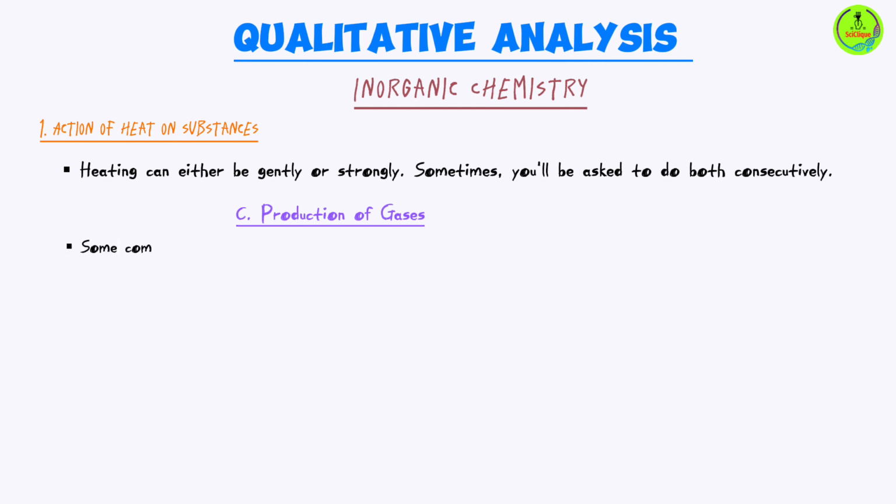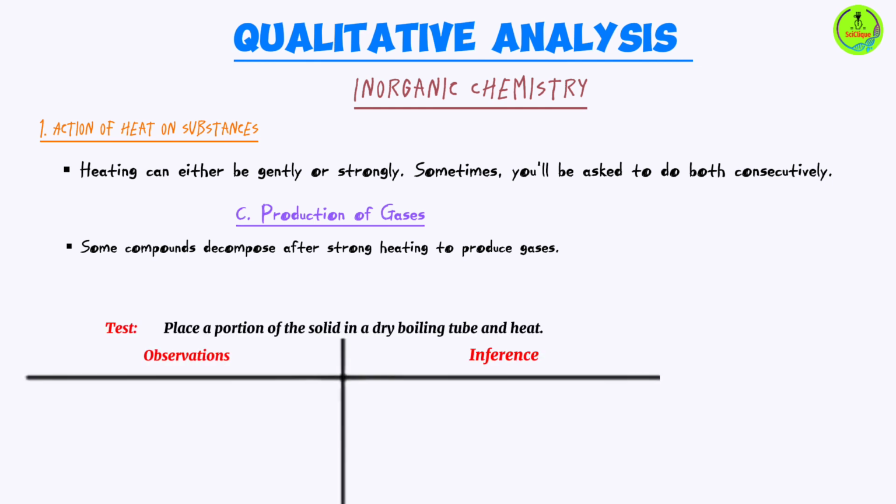Moving on to the third type of observation that has to do with the gases produced. You find that sometimes when you heat substances strongly, they decompose, leading to the production of a gas. So what are you supposed to do? You're supposed to identify the gas and then identify the ion which was present in the substance and make that your inference. When it comes to the observation, you're supposed to observe, does the gas have a particular color? Does it have a distinctive odor? What is its effect on moist blue and red litmus paper?